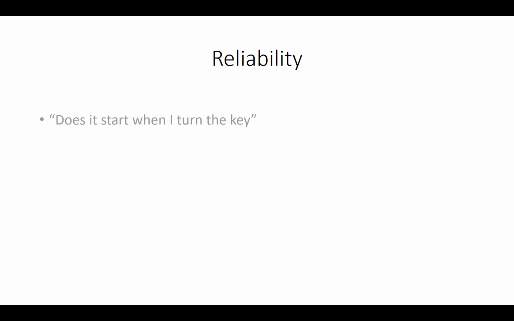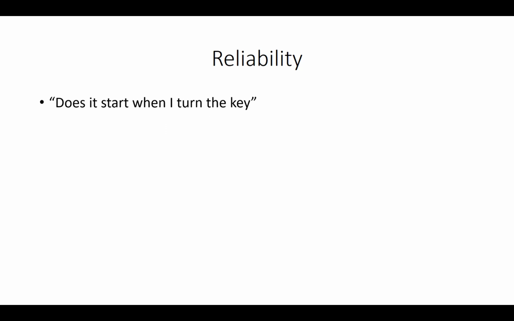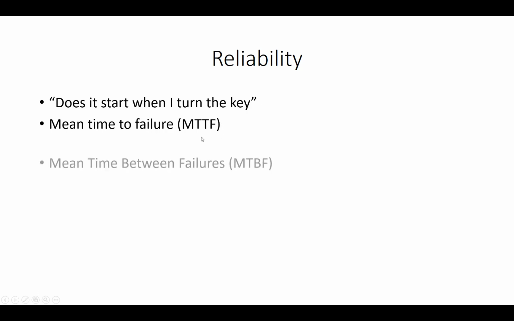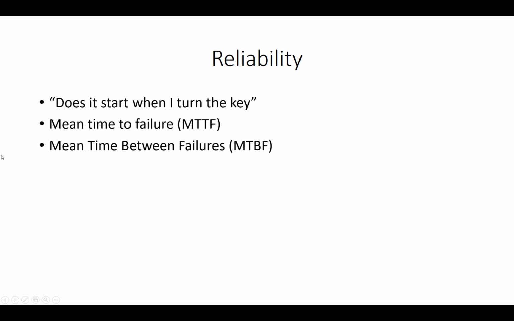Next one, reliability. We define reliability as, does it start when I turn the key? One of the big metrics we use is mean time to failure. So this is time from when you first put it in service until the first time it breaks. Mean time between failures. So this is the average time between when you fix it and it breaks the next time. So how much run time you get between break time.